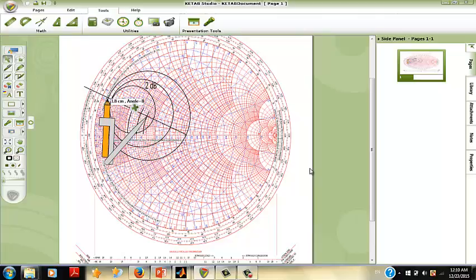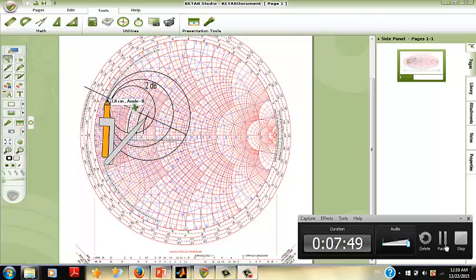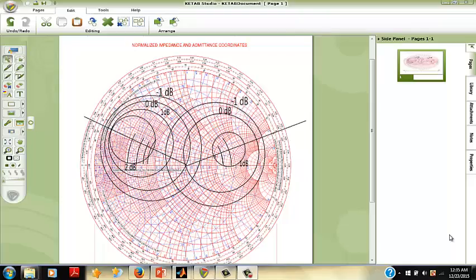We do exactly the same for the load, and we get the result as follows. And these are the gain circles of the load.